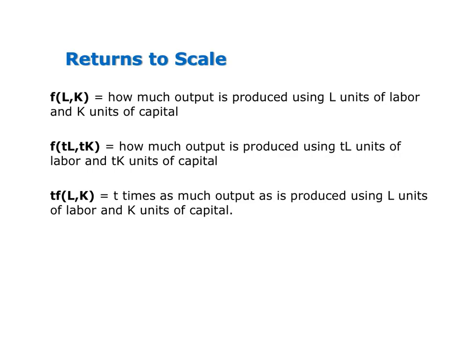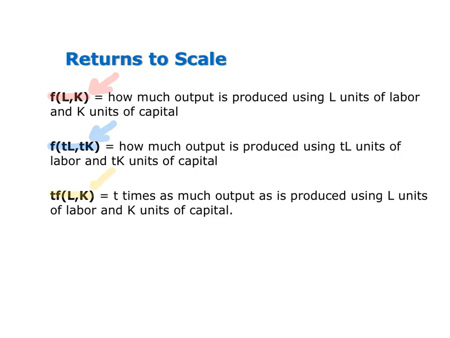Let's start with this one, F of L, comma K. This represents how much output's produced using the original amount of labor and the original amount of capital. I'm going to give you an example in the next slide. F of TL, TK represents how much is produced when both inputs are scaled up by T. So this is the original amount of output, and this is what output looks like after all inputs, which here is both inputs, are scaled up by T.